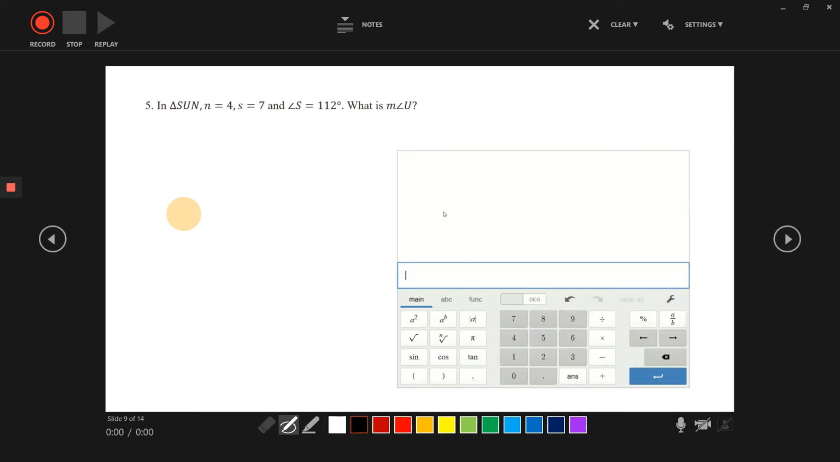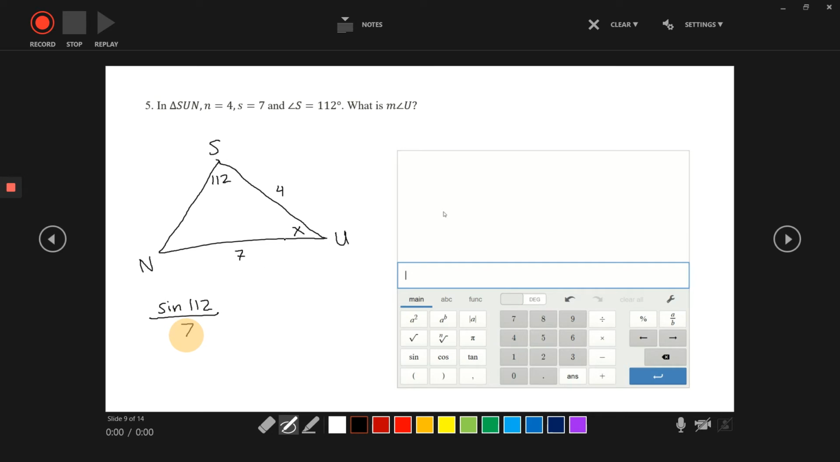All right, next one. In triangle SUN, little n is 4, little s is 7, and angle S is 112. What is the measure of angle U? So, draw it. Always draw. SUN. So little n is 4, little s is 7, angle S is 112. What is U? Okay, so I noticed that I have 112 across from 7, so we can use that.